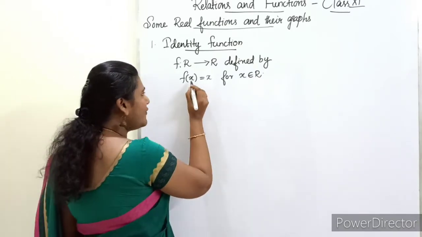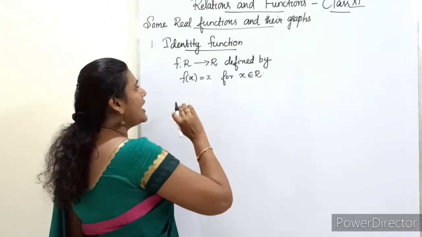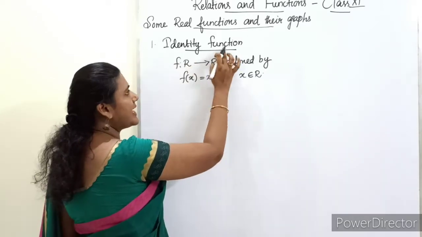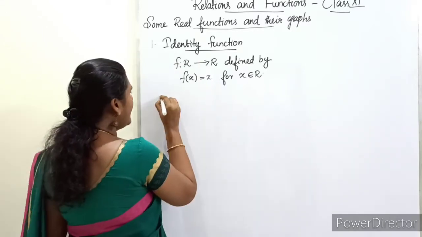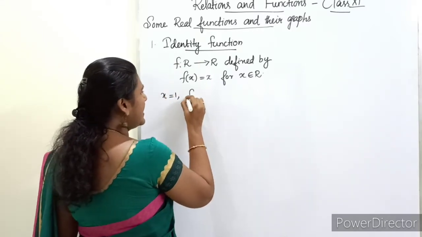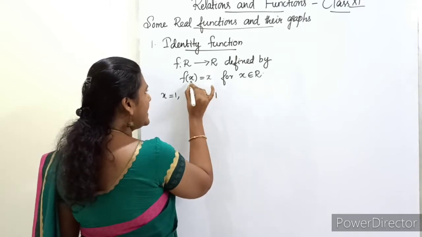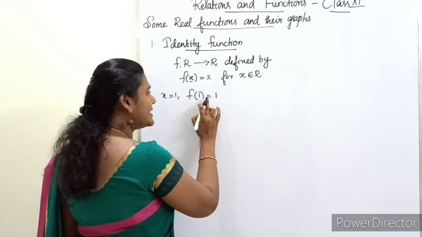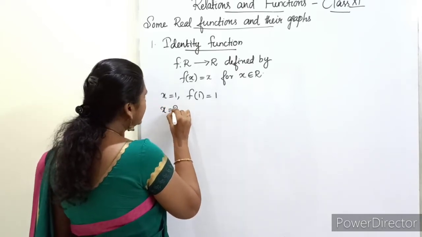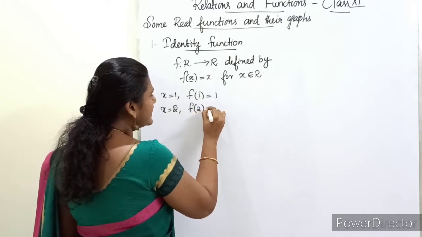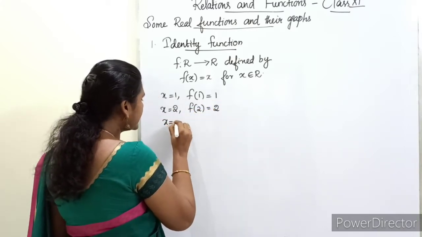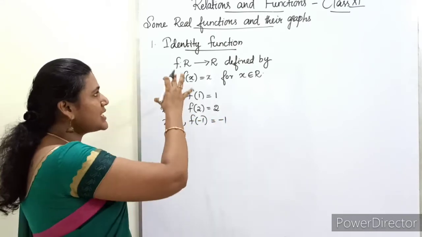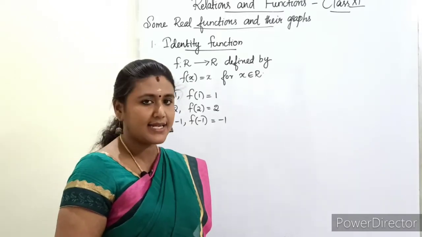So what is its meaning? If you take any value for x, f of x will also be that same value only. Such functions are called identity functions. For example, if you take x is equal to 1, then f of 1 is also 1. If you take x is equal to 2, f of 2 is equal to 2. If you take x is equal to minus 1, then f of minus 1 is equal to minus 1. Such a function is called an identity function.